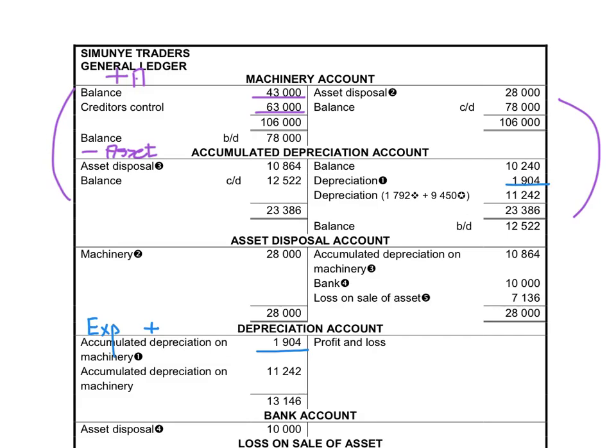Step number 2, I have to show that I don't have this asset anymore, so I have to reduce my asset on the credit side with a cost price of 28,000 and transfer my double entry to the debit side of the asset disposal account. Accumulated depreciation has a credit balance. So if I want to remove the accumulated depreciation on the asset that we are selling, I will debit my accumulated depreciation account and complete the double entry on the credit side of asset disposal.